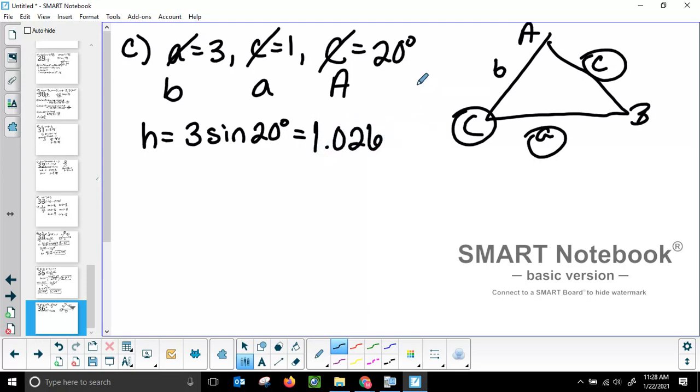Right, and then this is where we compare, and all of that ambiguous stuff will be on the formula sheet that I give you. So is A less than H? Yes, right, because this is my new A. So A is less than H, right? So we have no triangles. Yay! We don't have to do any more work.